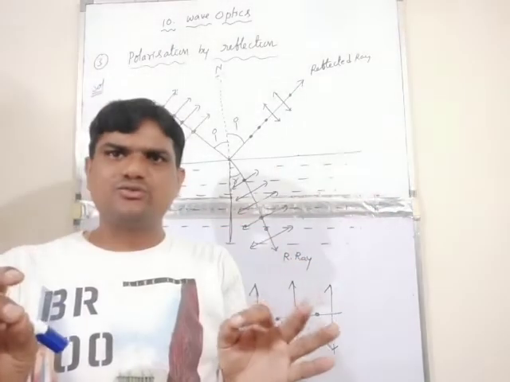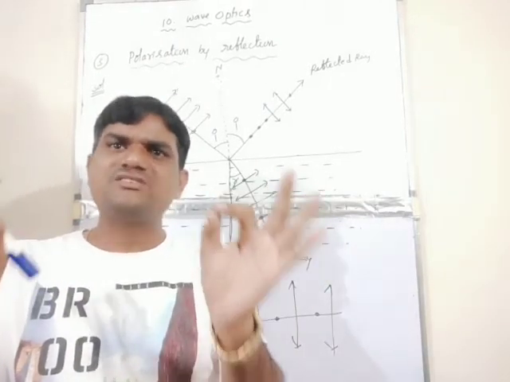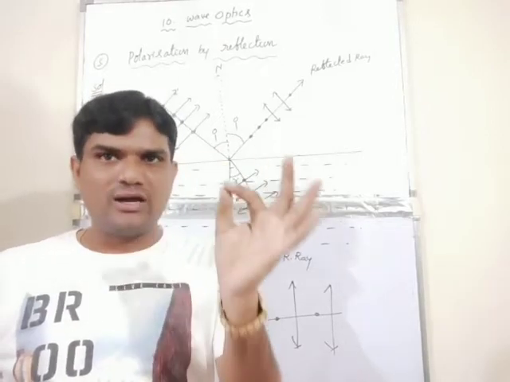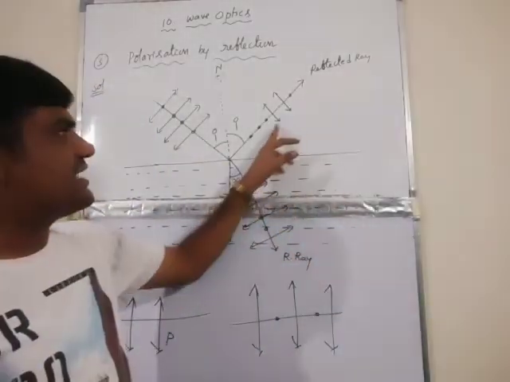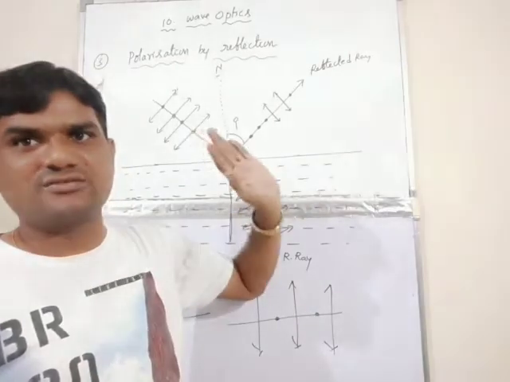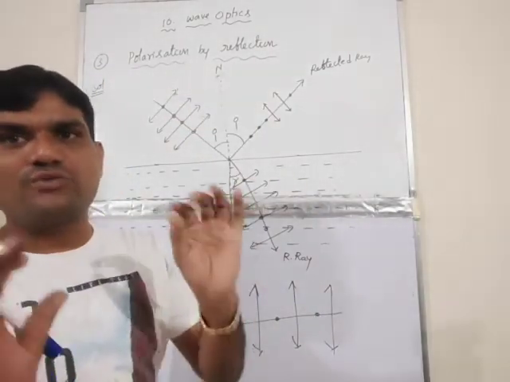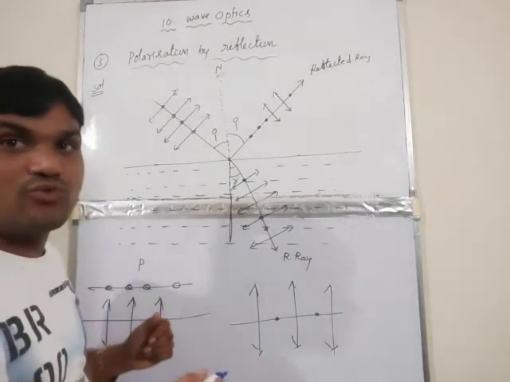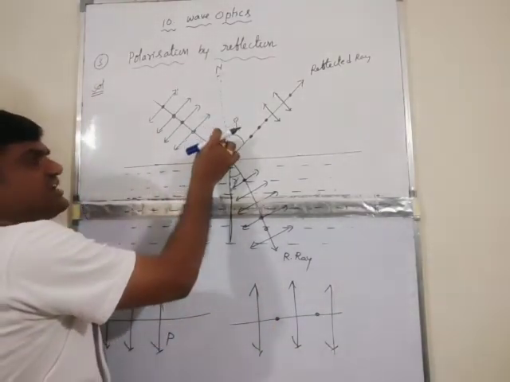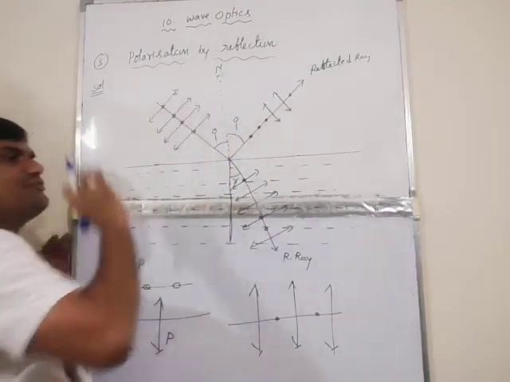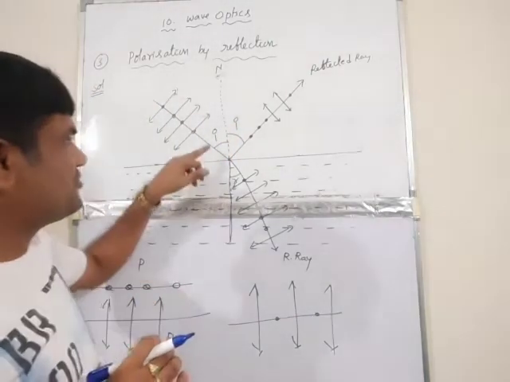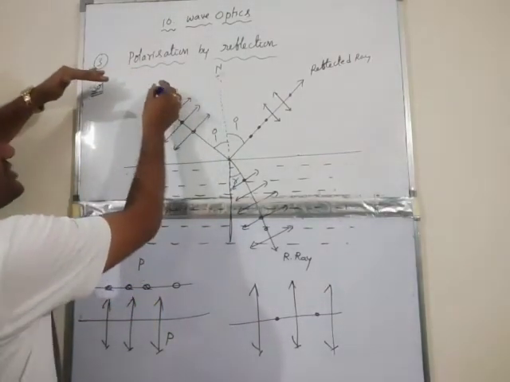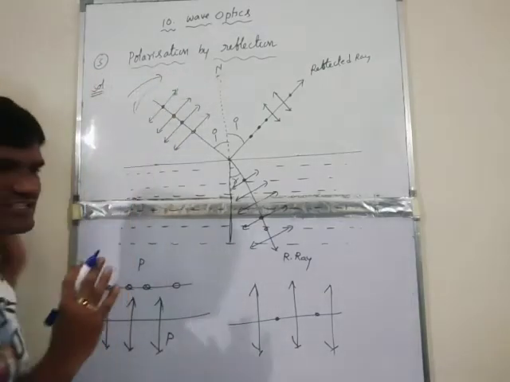Now I want a completely polarized reflected ray. In that case, we need to do one thing: I want to change this angle of incidence, so that the ray comes in this direction or that direction, any direction.